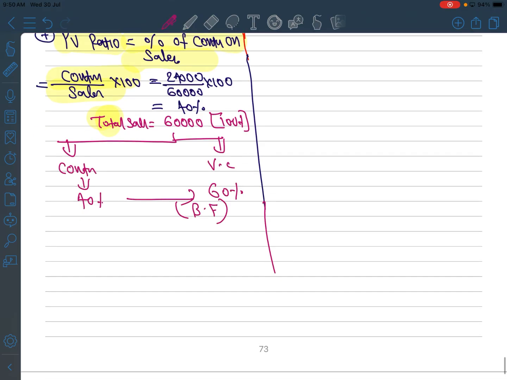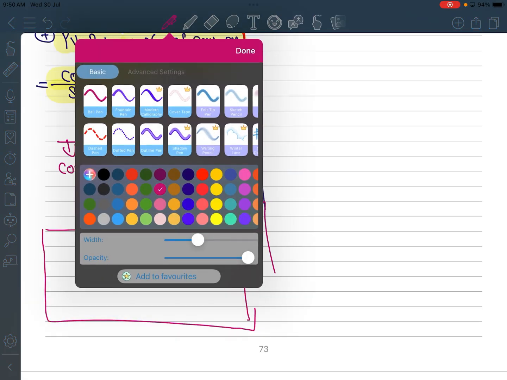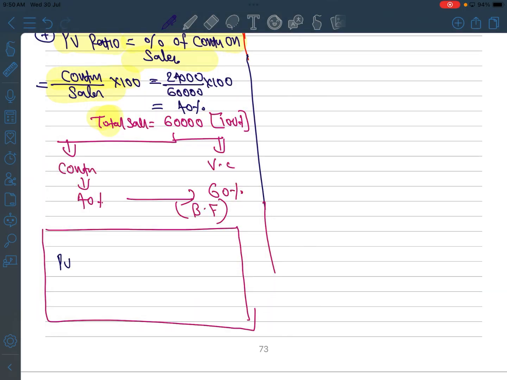I told you that there is another equation for PV ratio. The equation is PV ratio is equal to change in profit divided by change in sales. This is the other equation we can apply. Change in profit divided by change in sales into 100. But unfortunately, we cannot apply this equation in this particular question because of lack of information. This we will discuss later.